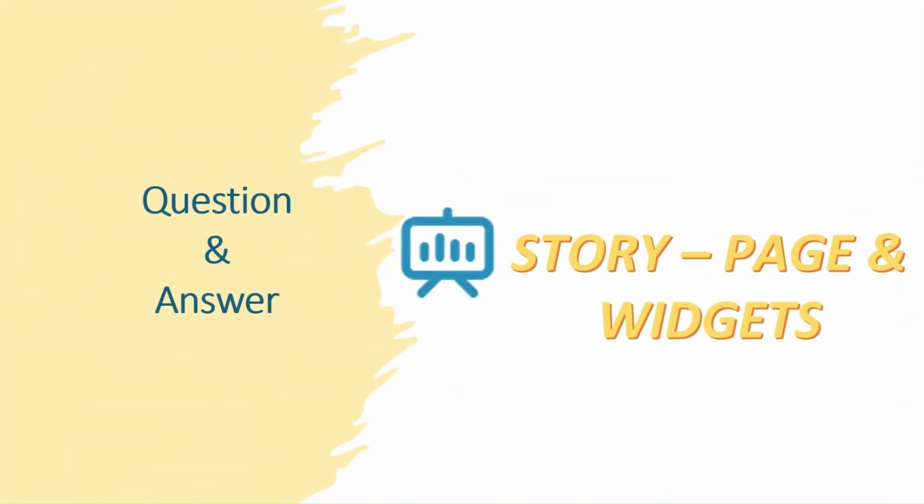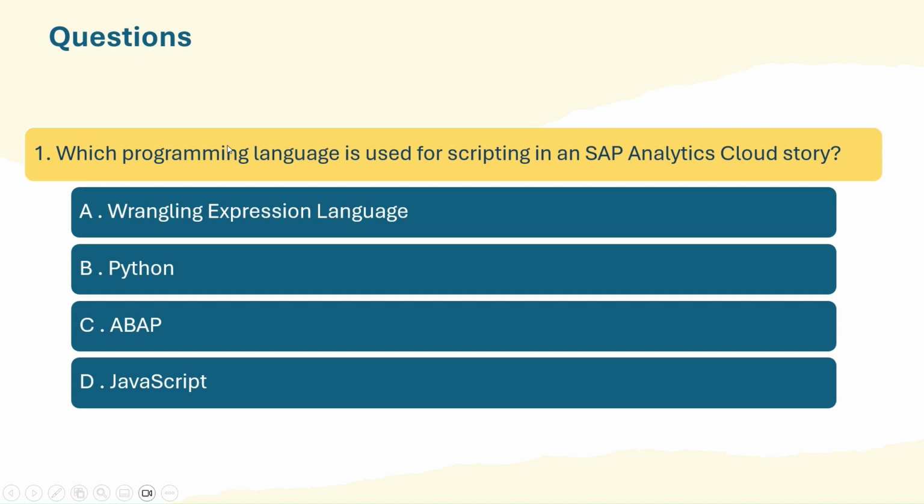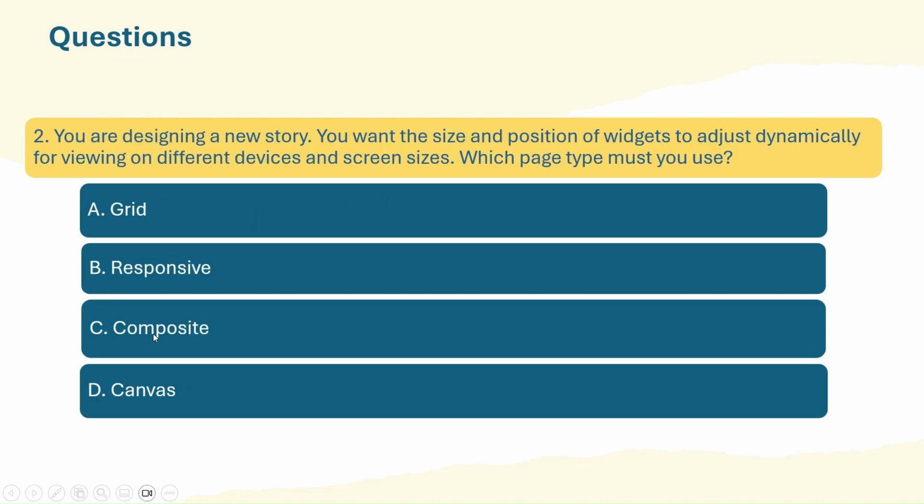So it's time to move to today's question and answer session related to stories, pages, and widgets. So our first question is, which programming language is used for scripting in SAP Analytics Cloud? The options are Wrangling Expression Language, Python, ABAP, or JavaScript. Next question is, you are designing a new story and you want the size and position of the widget to adjust dynamically for viewing on different devices and different screens. Which page type must you use? So these are the options.